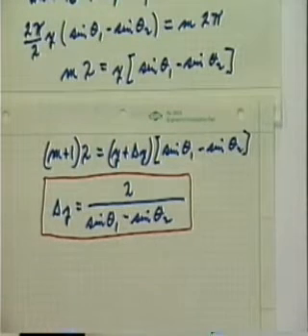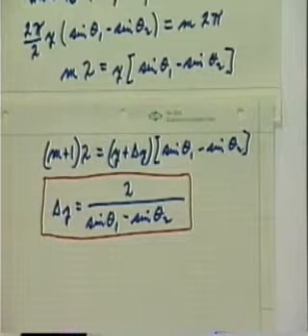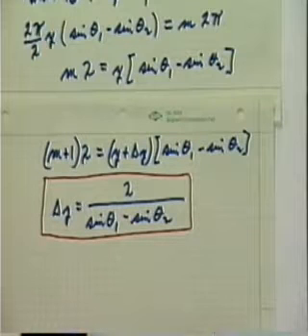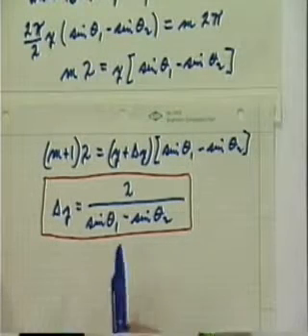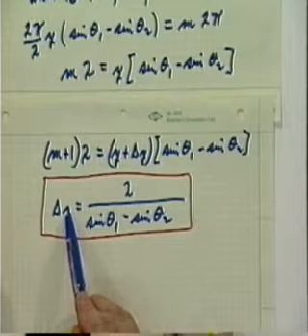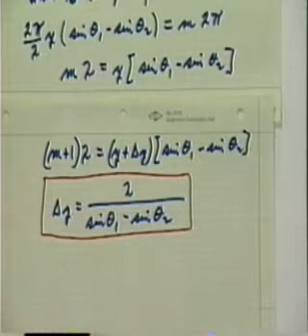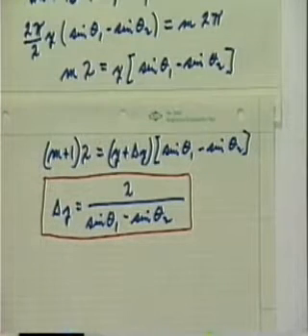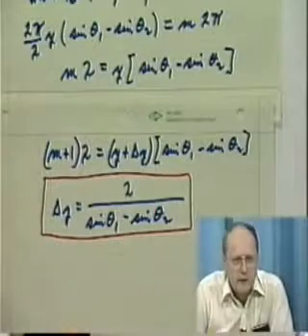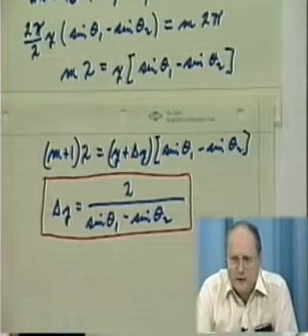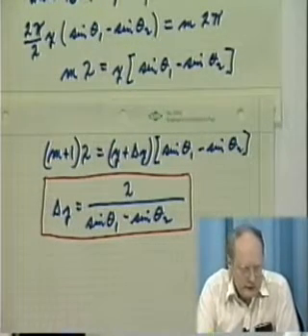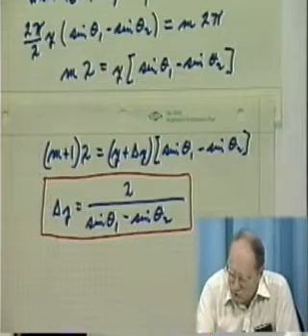And I'll celebrate by taking a sip of coffee. Okay. So, first off, the fringe spacing depends upon the wavelength. The longer the wavelength, the larger the fringe spacing. So, if I keep these angles fixed and I go from blue light to red light, the fringe spacing is going to become larger.